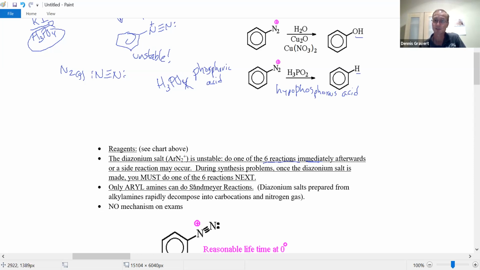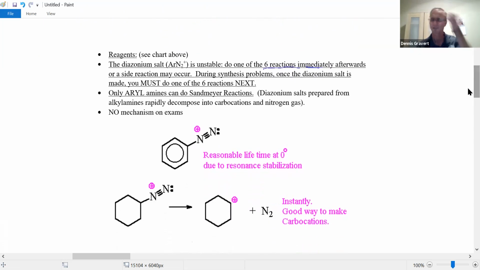Only arylamines can do Sandmeyer reactions. So I did start to see this on synthesis problems. They thought, ooh, why don't they use an alkane and create a diazonium salt? And no, you can't do that. The benzene ring will resonance stabilize the triple bond here and hold that bond in place through resonance. Without resonance though, as soon as you make this, it immediately, instantly forms carbocation.